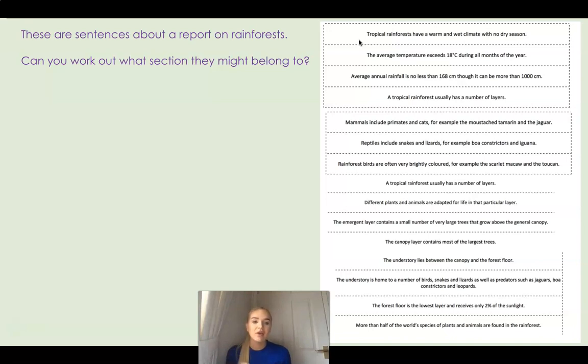Just read them, think, oh, what does that tell us? Does that tell us about the animals? Does that tell us about something else? And then you're going to have a go at thinking about what 3 subheadings you could classify these sentences from the report into. All right, so pause the video now, have a go.